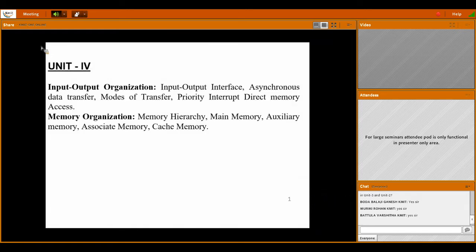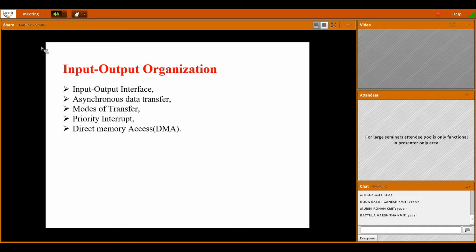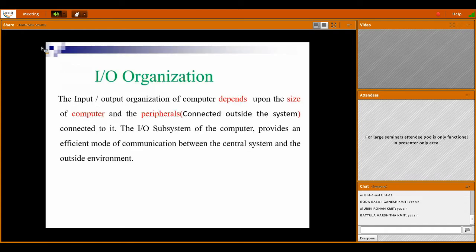Coming to the fourth unit, it has input output organization and memory organization. In input output organization we have the input output interface, asynchronous data transfer, modes of transfer, priority interrupt, and direct memory access. In memory organization: memory hierarchy, main memory, auxiliary memory, associative memory, and cache memory. Okay, coming to input output organization, these are the topics.